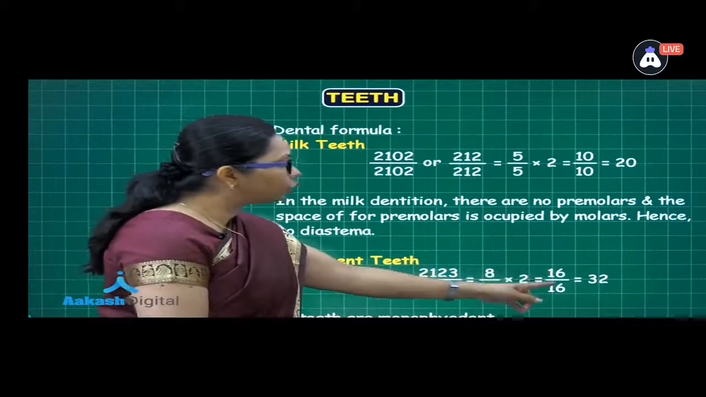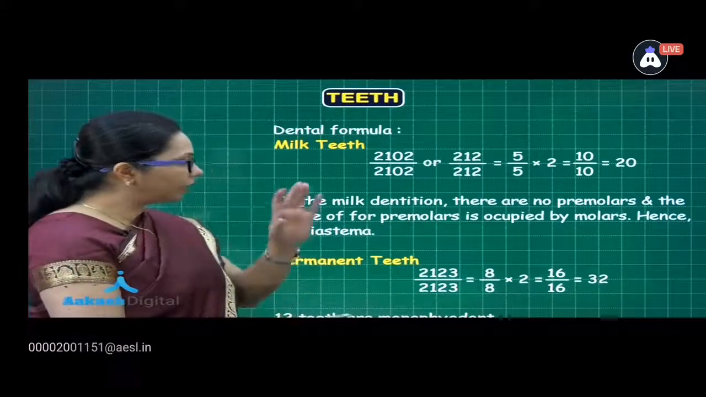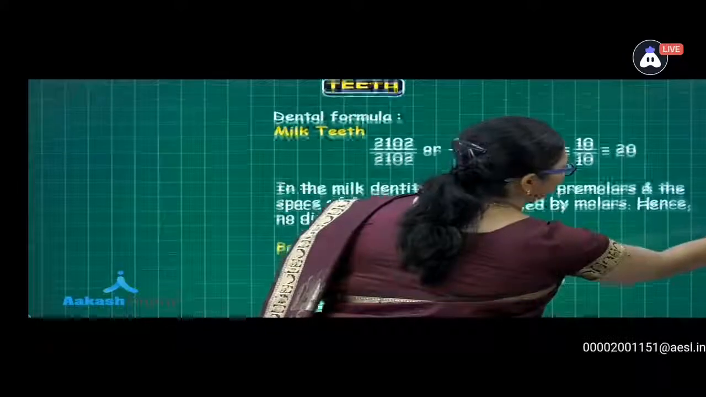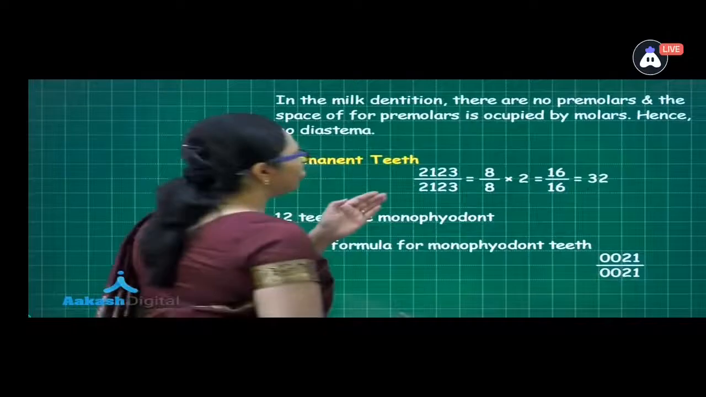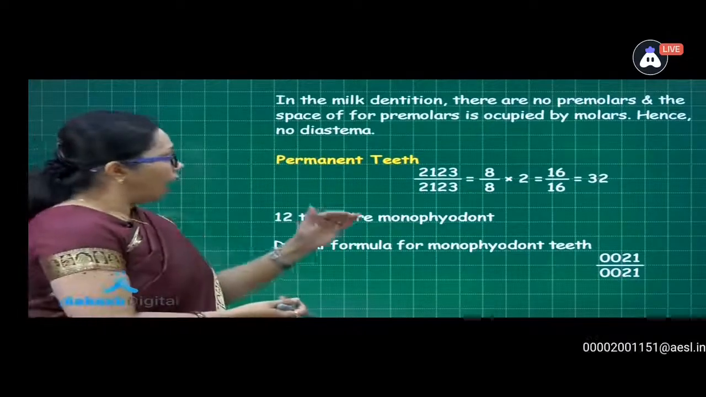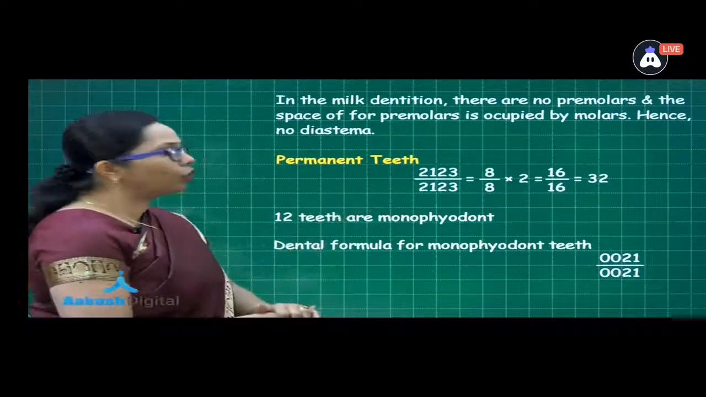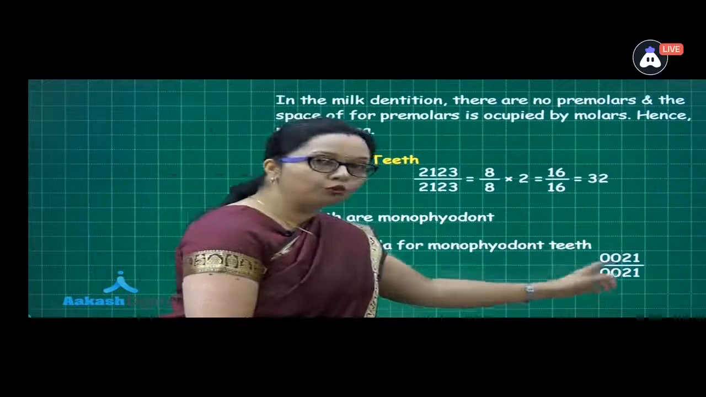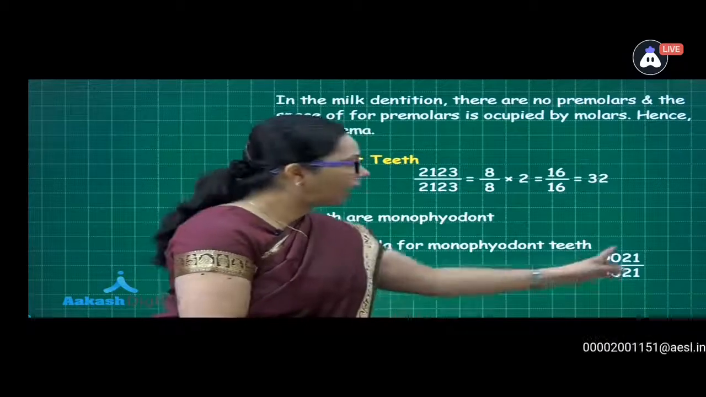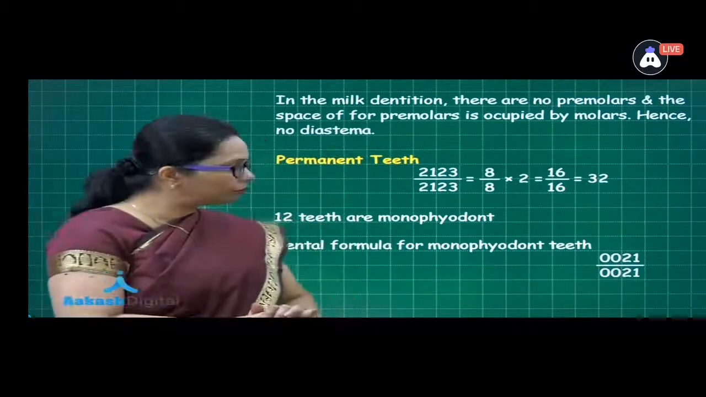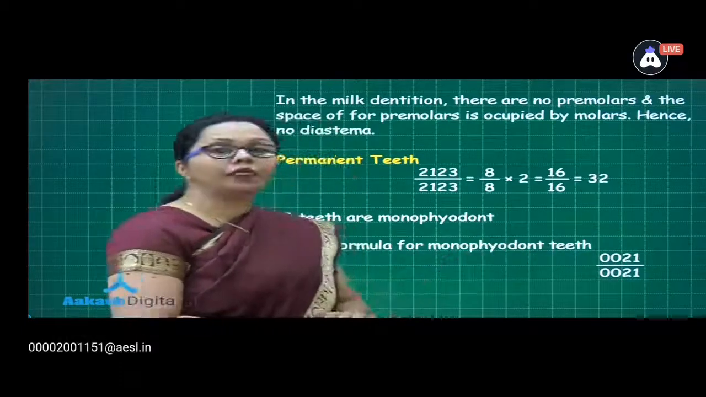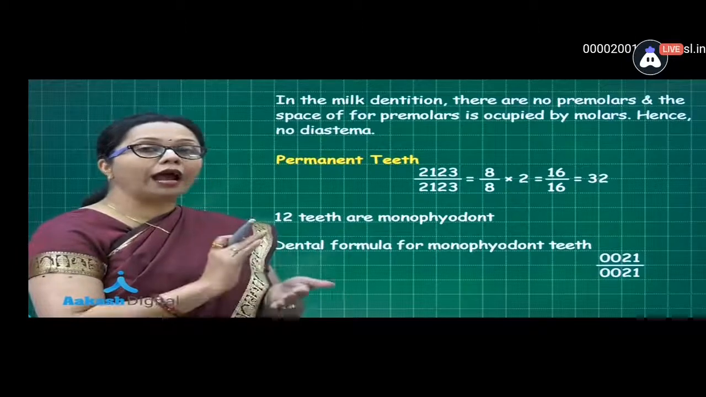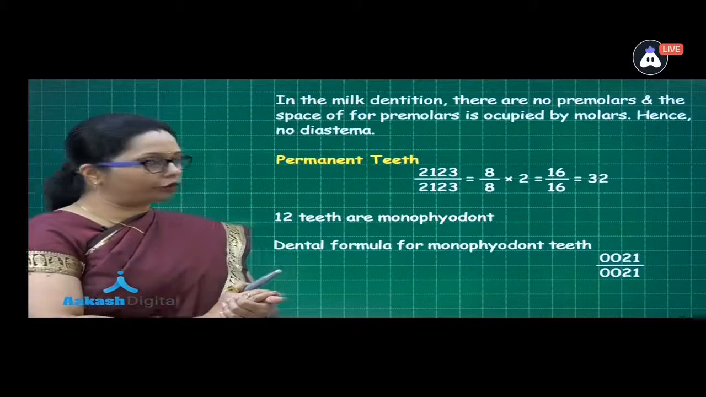That 32, if we subtract 20 from it, that would be 12. So there are 12 teeth which are erupting only once in life. So that means there are 12 teeth which are monophyodont. And if just for this monophyodont teeth we have to write a dental formula, so that would be 0021, that is the premolars, and the third molar, which is also called the wisdom tooth, only those are the monophyodont one. So that means in total 8 premolars and 4 molars are monophyodont.